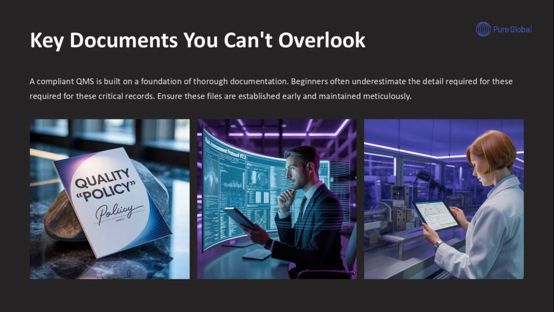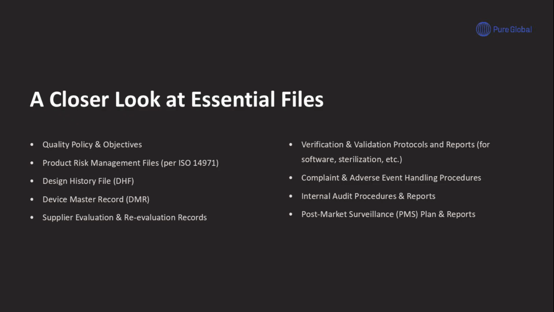Key documents form the backbone of a compliant quality management system. Establishing and maintaining these records meticulously is crucial for successful ISO 13485 certification, ensuring all necessary documentation is in place. Take a closer look at the essential files required for ISO 13485 compliance, including quality policy, risk management files, design history file, and more. These documents are vital for demonstrating adherence to the standard's requirements.